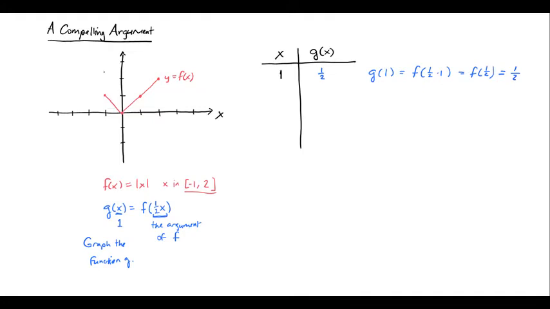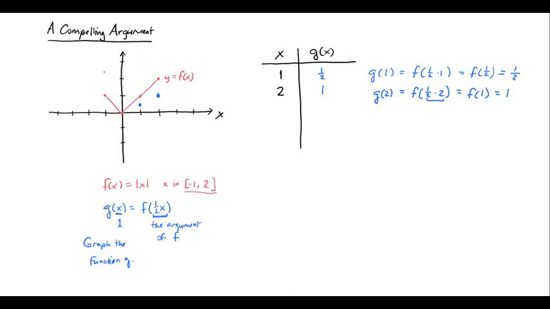Okay, what about g of 2? Well, g of 2 is going to be f of 1/2 times 2. So when the input for g is 2, the argument of f that's being used is 1. So I get f of 1, which is equal to 1. So that means that g of 2 is equal to 1. Alright, let's mark off these points in the graph as we work along here. So when x is 1, g of x is 1/2. When x is 2, g of x is equal to 1.